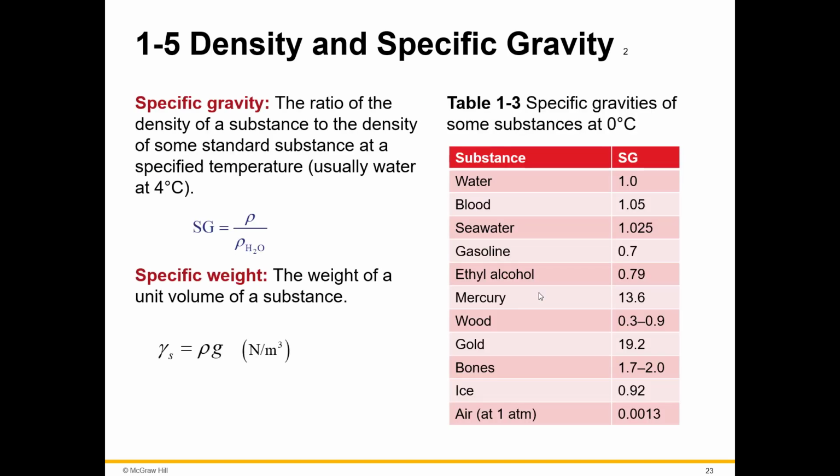Okay, and then we've got specific gravity. It's the ratio of the density of a substance to the density of some standard substance at a specified temperature, usually water. So you've got rho, and then you've got rho with a subscript H2O to identify. And then you've got specific weight, okay? And then you've got some gravities: gravities of water, blood, seawater. Of course, we're assuming all of this is on Earth, right?